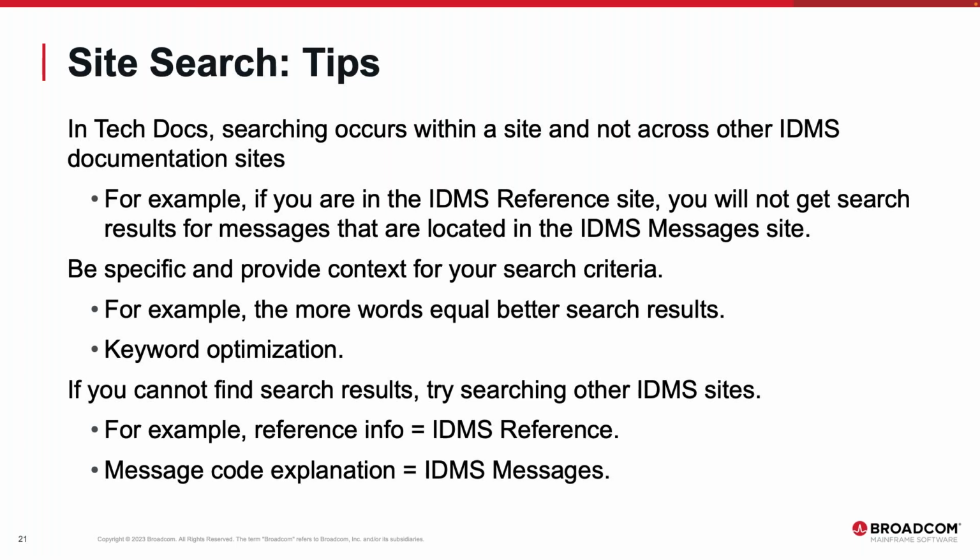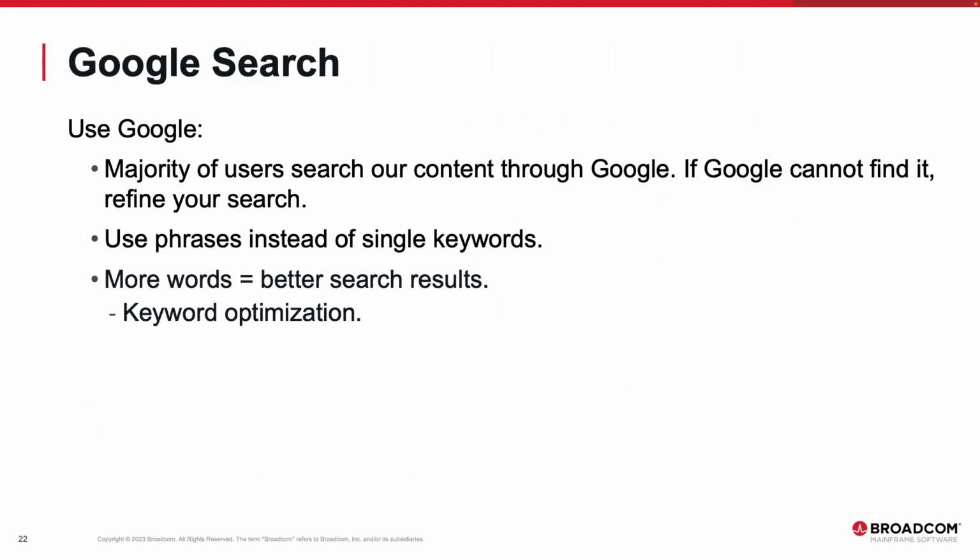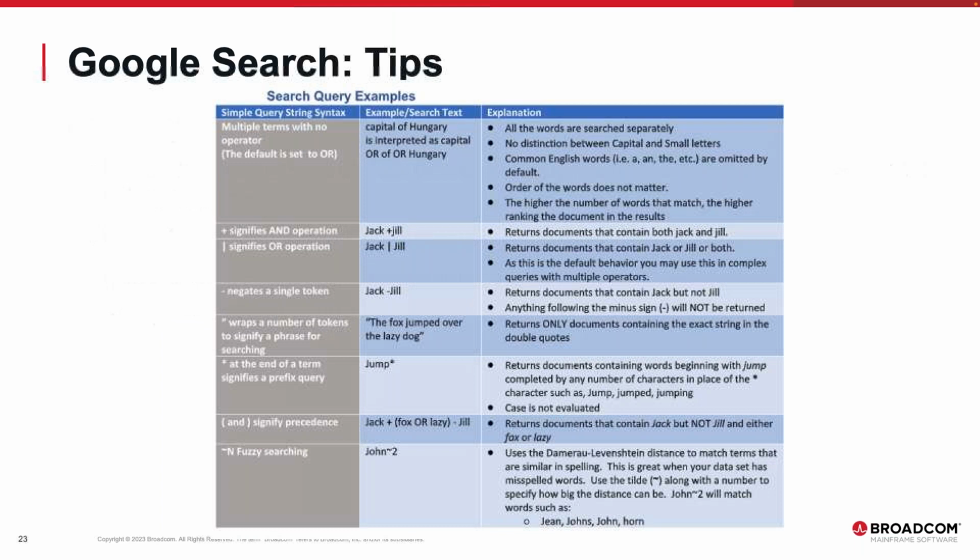Most of our users use Google to search for information. You should try phrases rather than specific terms, and you'll get a more precise listing of related topics. Here are some search operands you can use when doing a Google search. You can use the plus sign, the minus sign, the or bar, quotes for a more exacting search, and the asterisk for wildcard searches.